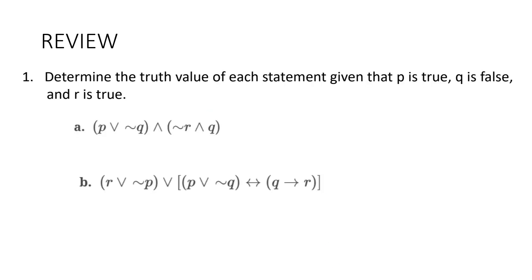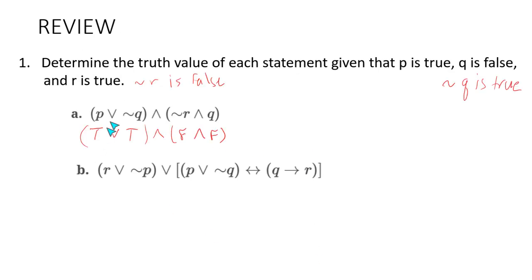All right, now let's determine the truth value of each statement, given that P is true, Q is false, and R is true. Here we don't have to draw a truth table. All they want us to do is, since they're telling us that P is true, Q is false, and R is true, under our statement we can enter these values and then figure out what they are. So let's go ahead and do that.